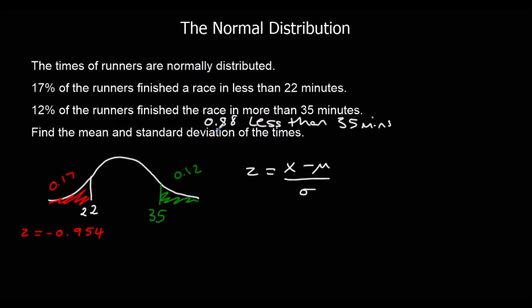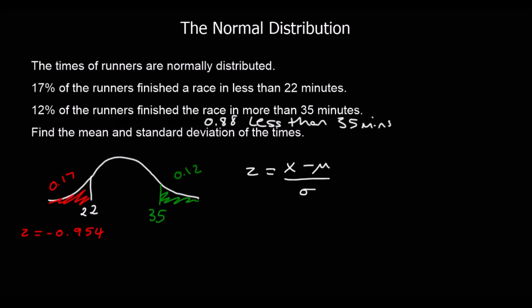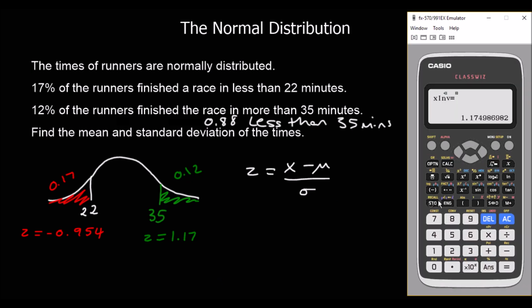And we're going to do the same for the 35. So this time the area is 0.88. Standard deviation still 1, mean still 0. And we've got a z of 1.17. I should have stored them. So if I store the second one as B and store the first one as A.